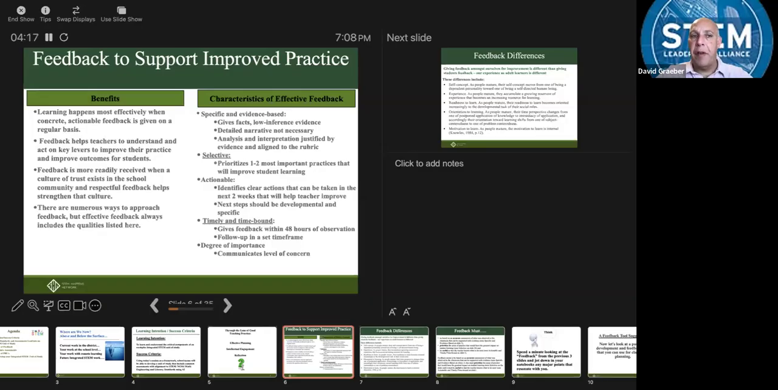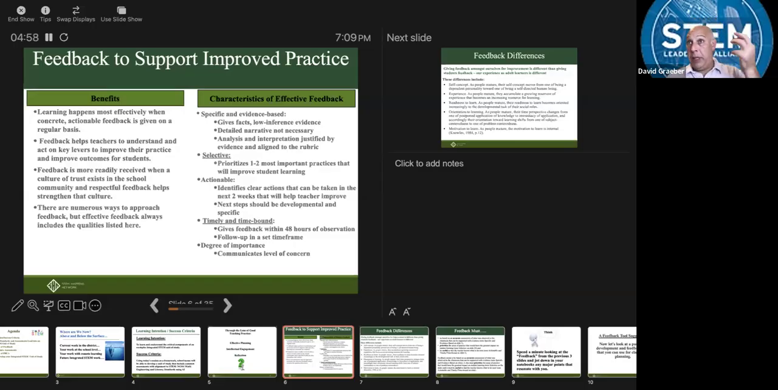So what are the benefits of feedback? Well, we know that when we talk about learning here, we're talking about learning about the tools that we use to practice pedagogy, our curriculum. We also know that most teachers are not curricular experts, right? And so this feedback piece is super important because the learning that happens in the planning process leads to better teaching, and it's most effective when we're constantly giving concrete, actionable feedback on a regular basis to one another. It helps teachers understand and act on key levers.